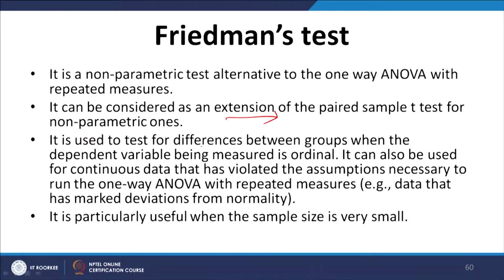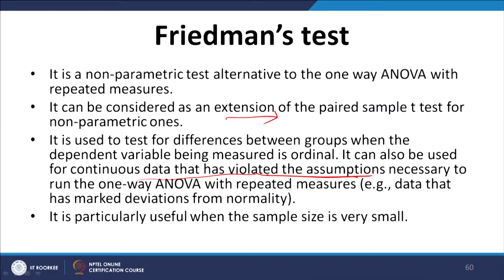It is used to test for differences between groups when the dependent variable being measured is ordinal. It can also be used for continuous data that has violated the assumptions. So, it is a very powerful test. If it is continuous data, generally one will go for a one way repeated measure ANOVA, but the condition here is that it has violated the assumption of normality. So, that is why repeated measure ANOVA will not work. In that case we use this Friedman's test.